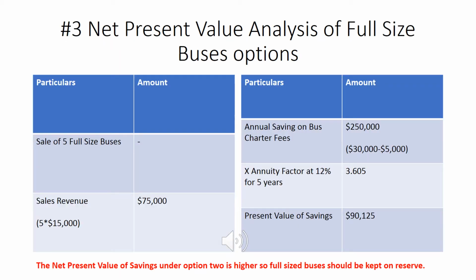This is the net present value analysis of whether or not the Board of Education should sell the buses or keep them in reserve. If the Board of Education were to sell the full-size buses, they could profit $75,000. However, if they were to keep them in reserve, they could profit $90,125. Because option 2 is higher, then the Board of Education should keep the full-size buses on reserve.